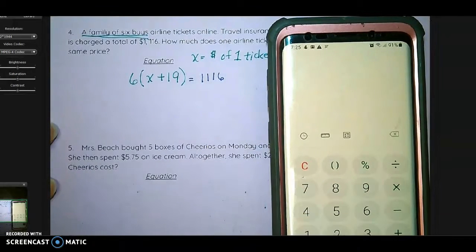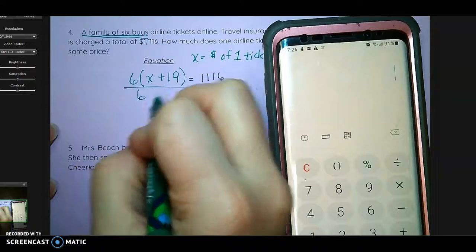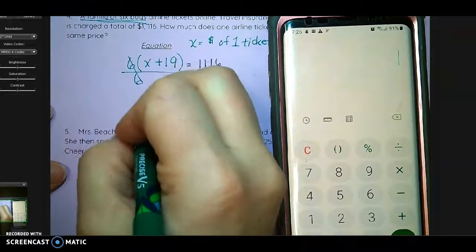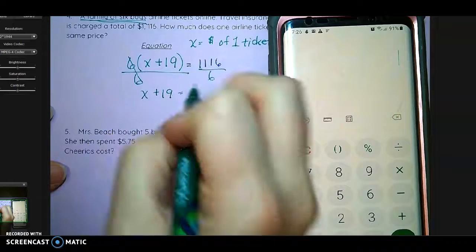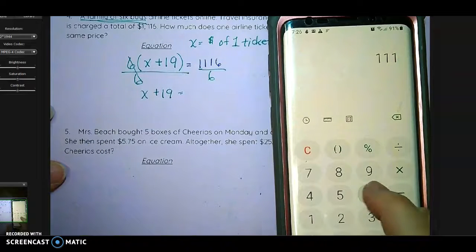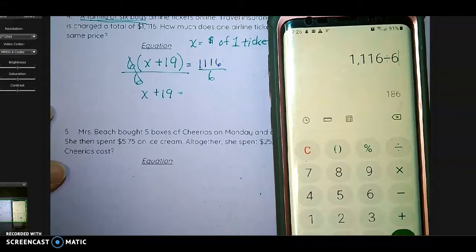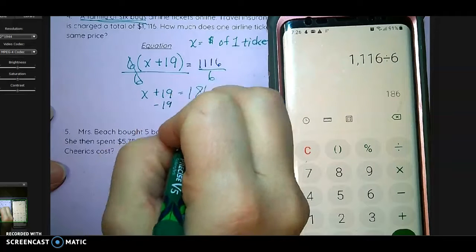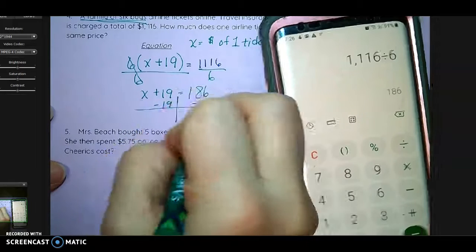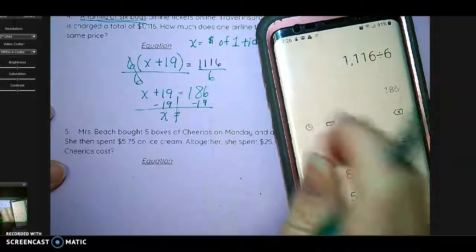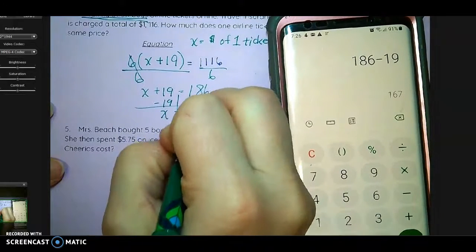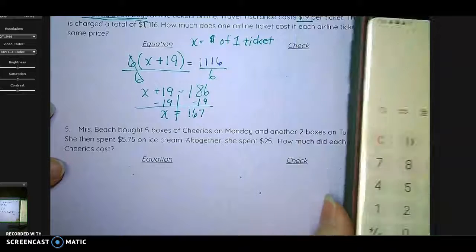You are allowed to use calculators here. Like I said, I'm going to go ahead and divide both sides by 6. We should get the same answer no matter which way you do it. And I get 186, so I'm going to subtract the 19 from both sides. And I get $167 per ticket.